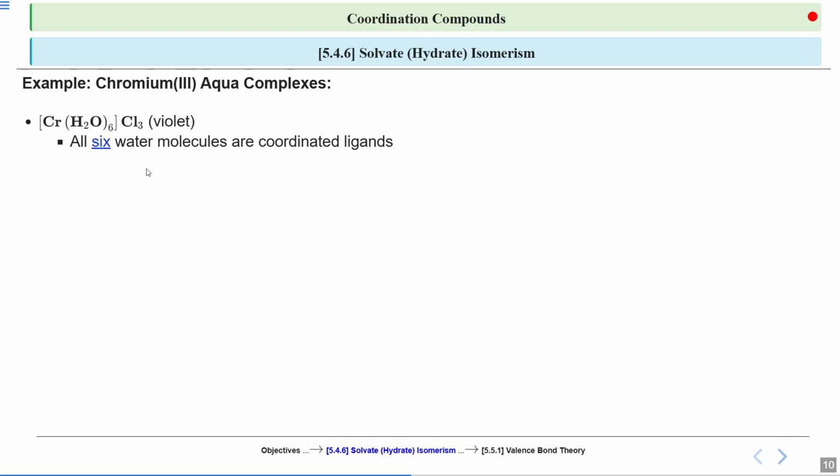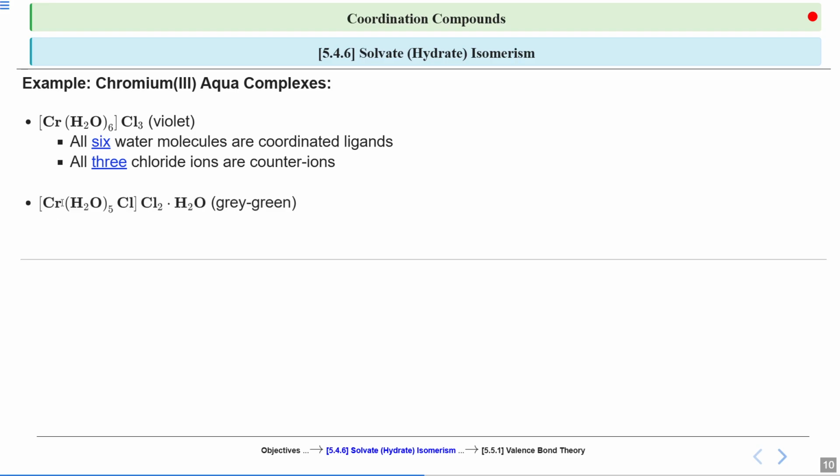We have studied that solvate or hydrate isomerism includes cases where the ligand is a solvent molecule or a water molecule. Here you can easily observe that all the 6 ligands are water molecules, that are coordinated ligands present in this complex. Now all three chloride ions are counter ions. You can clearly differentiate that three chloride ions are present outside of the coordination sphere. That means they are counter ions, right?